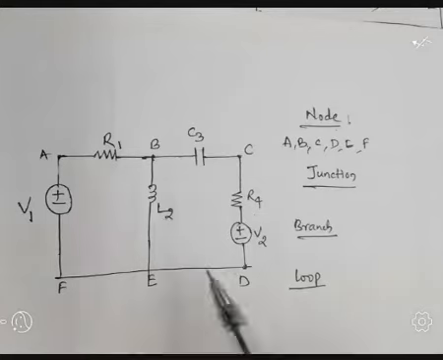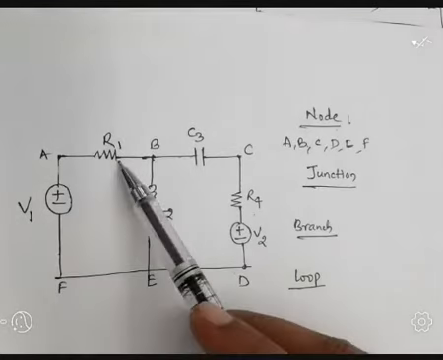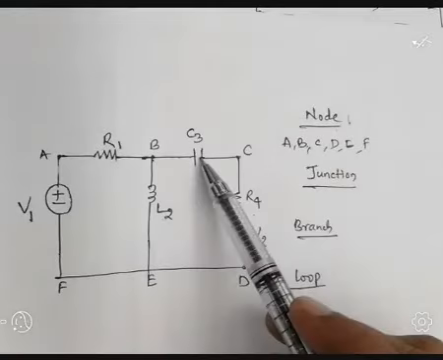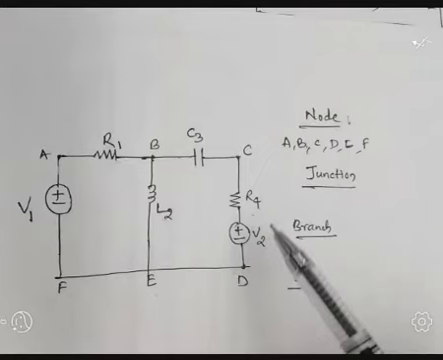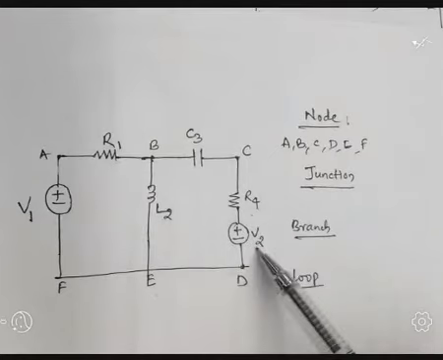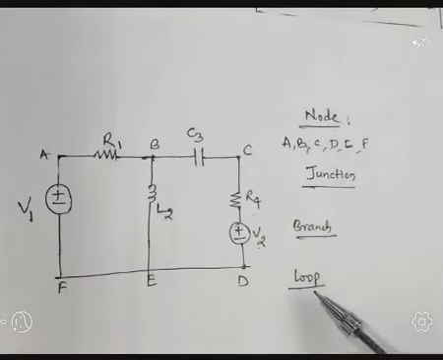So let us consider the network. In this network, the branches having voltage source V1 and another branch having the resistor R1 and inductor L2 and capacitor C3, and next one is R4 connected in series with the voltage source V2. So we will discuss four elements here: what is meant by node, junction, branch and loop.